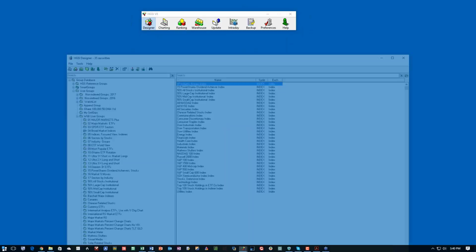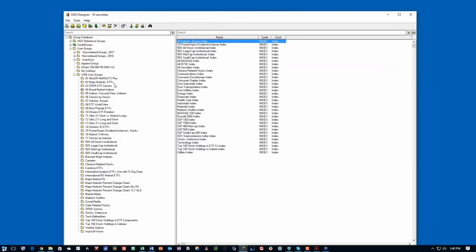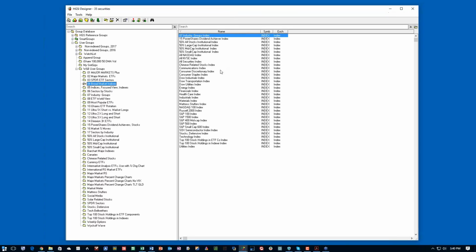So I'm going to go into the designer, and the group that I'm in right now is the broad market indices. I'm going to take a look at one index today, and that index is going to be the S&P 1500 because it's made up of the small caps, mid caps, and large cap stocks. So it is a good proxy for the market. So I'm just going to double click on that.